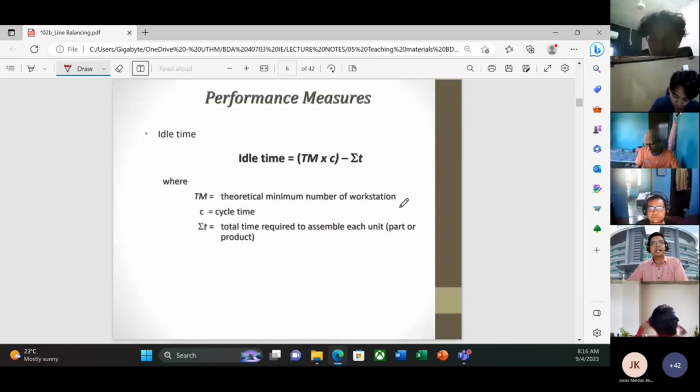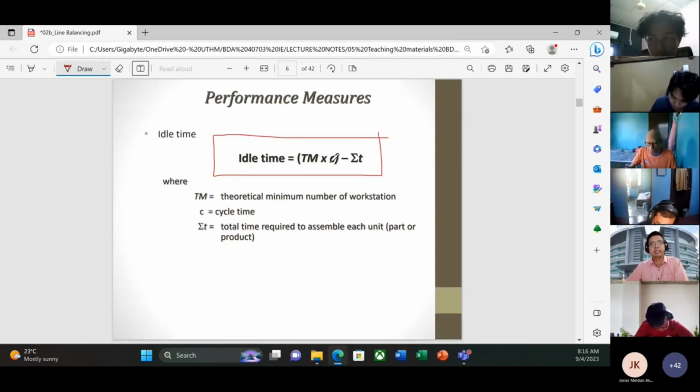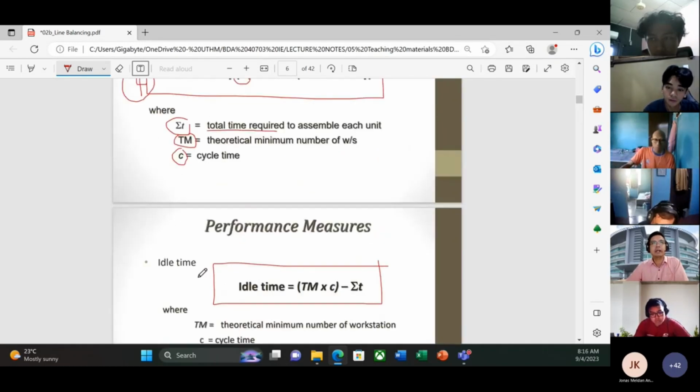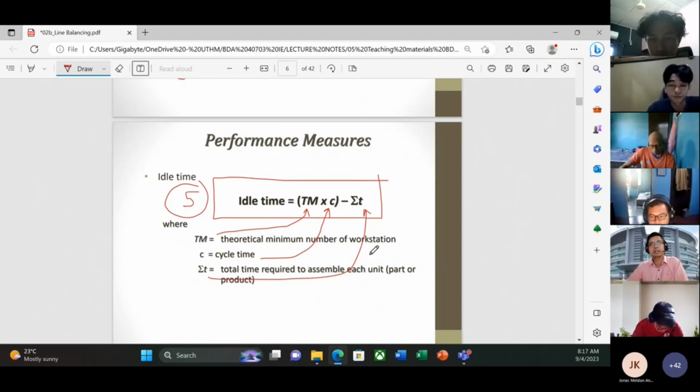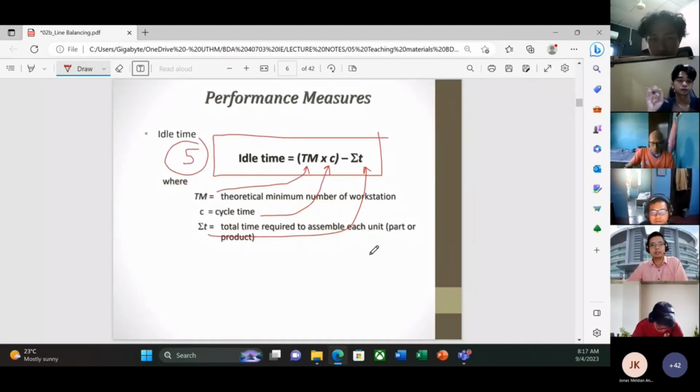In order to calculate the idle time, what is idle time? Idle time equals TM times C minus sum of T. This is the number 5 formula. Here TM is the minimum number of stations, C is our cycle time, and sum of T is the total time required. So we have only 5 formulas here.